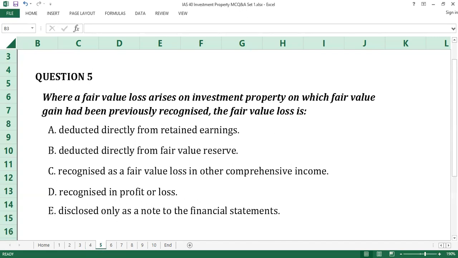Question number 5. Where a fair value loss arises on investment property on which fair value gain had been previously recognized, the fair value loss is dash. A. Deducted directly from retained earnings. B. Deducted directly from fair value reserve. C. Recognized as a fair value loss in other comprehensive income. D. Recognized in profit or loss. E. Disclosed only as a note to the financial statements. Time counts. Ten seconds gone. Twenty seconds gone.